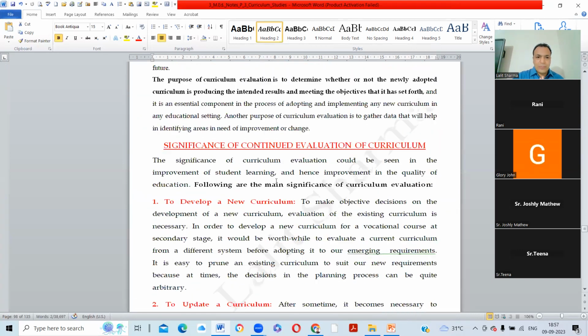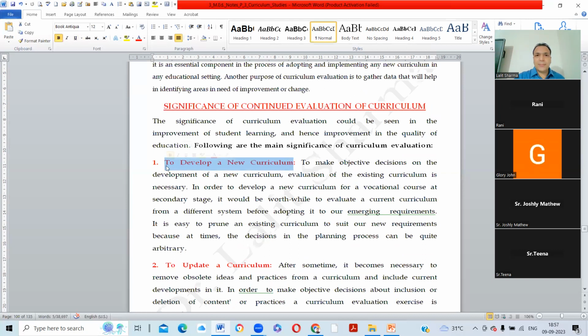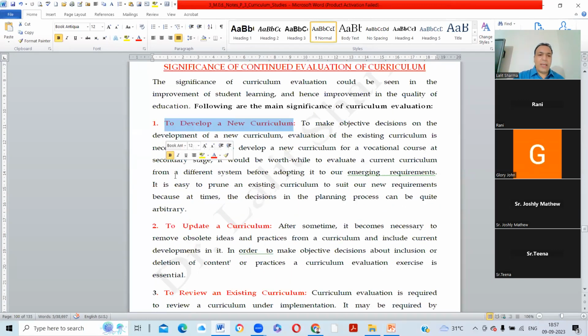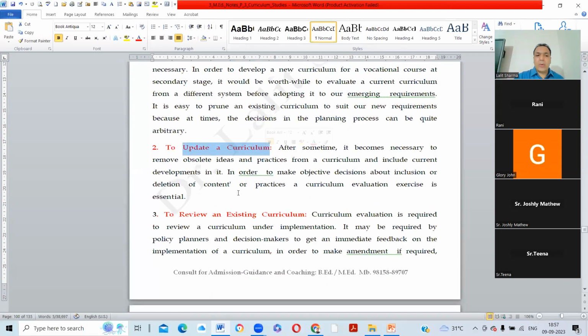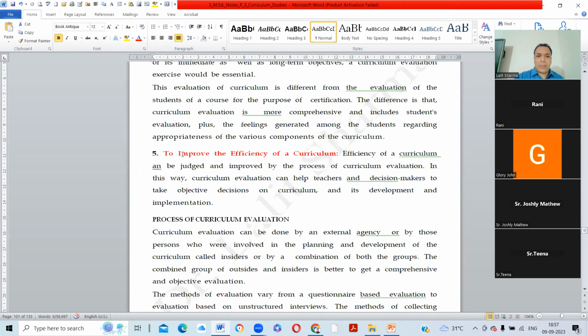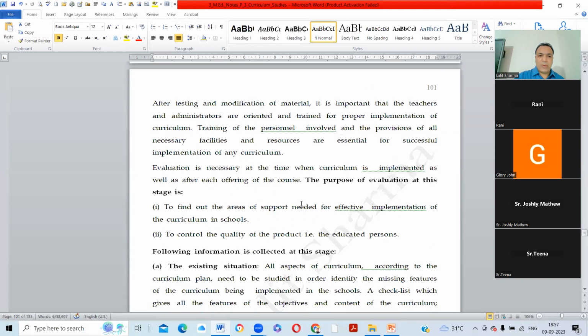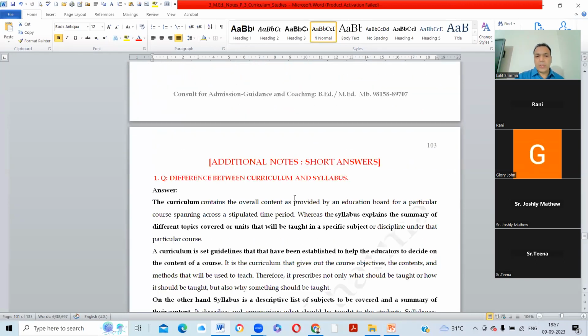Okay, and what is the significance of a continued evaluation of curriculum? क्या significance होगा? What would be the importance to develop a new curriculum? Naturally, when we analyze the curriculum, okay, so there is a need to change. So whatever the changes we will insert, it would develop a new curriculum, update a curriculum, review an existing curriculum, find the effectiveness of the curriculum, improve the efficiency of a curriculum. So these are all the points, it would come under the curriculum evaluation.